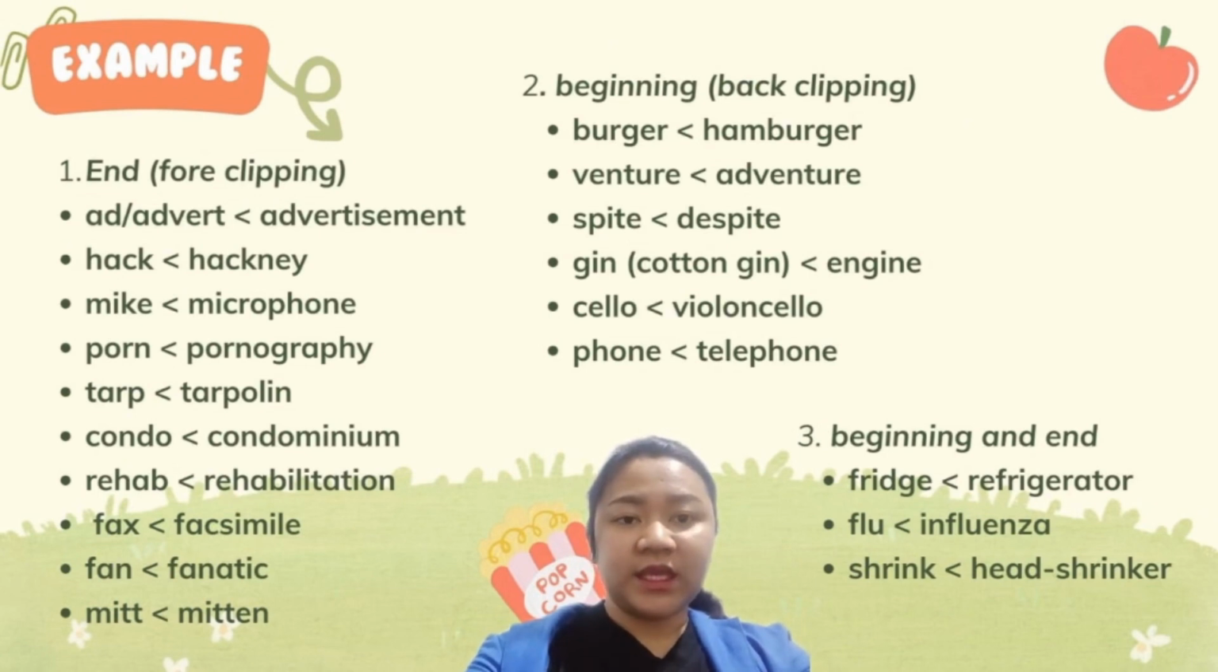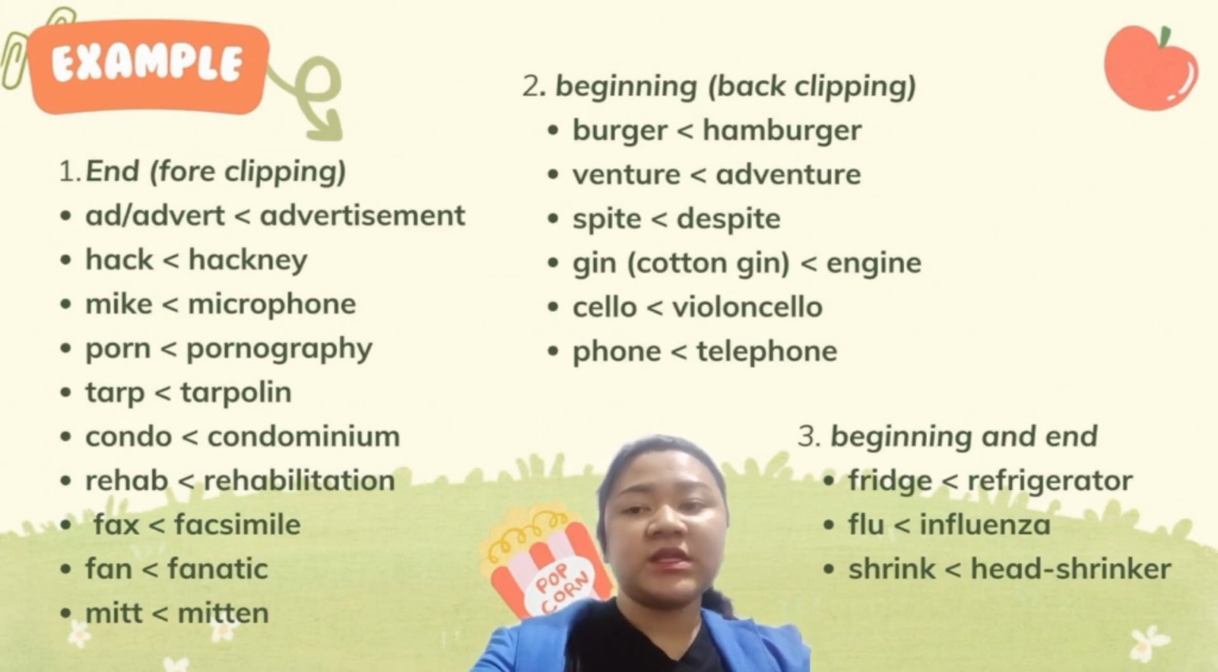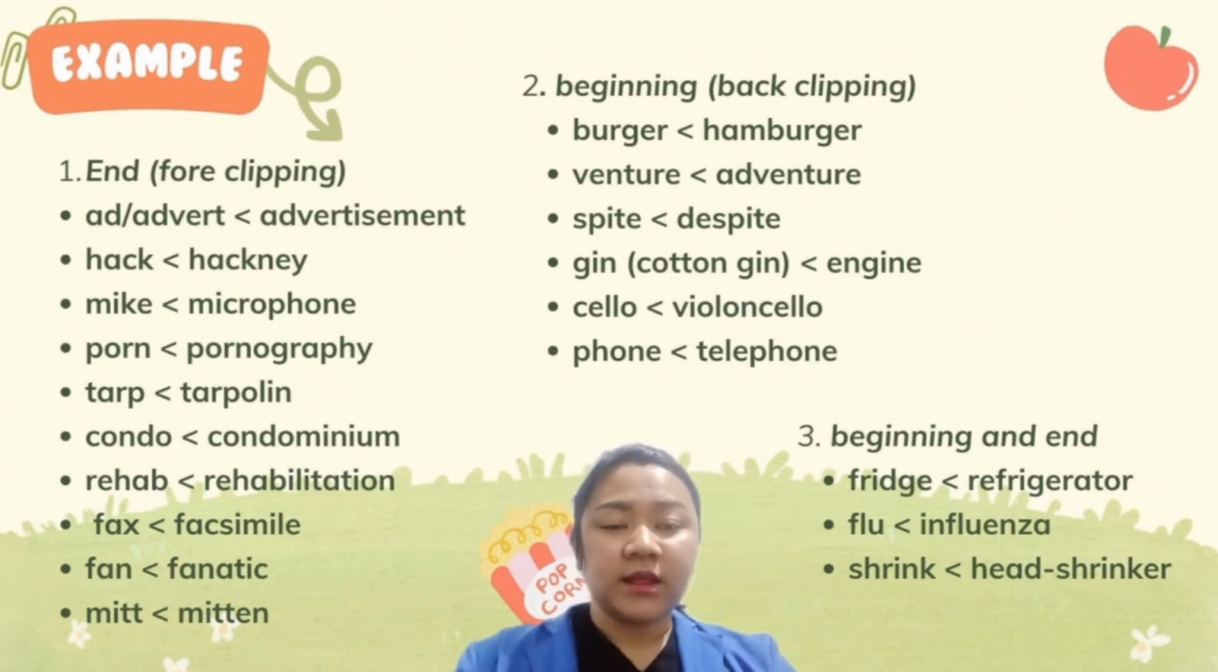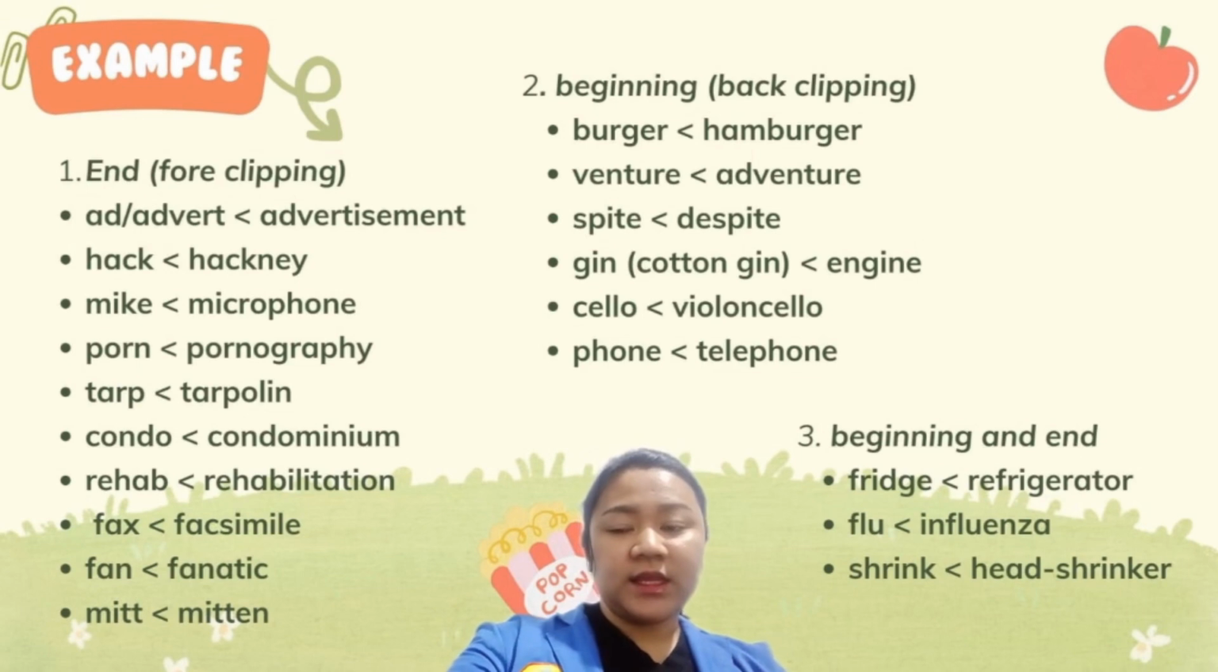The second is beginning or front clipping. In this type of clipping, a part of the word is removed from the beginning. For example, burger for hamburger, venture for adventure, spite for despite, gine for engine, cello for violoncello, phone for telephone.